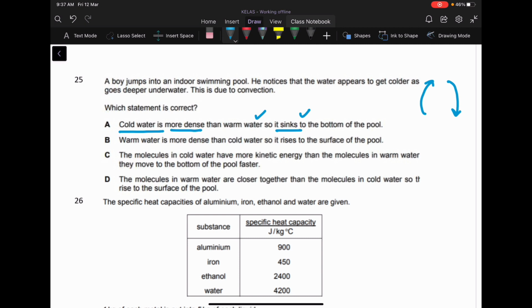B: warm water is more dense. That's wrong. The molecules in cold water have more, it's cold water. So in terms of kinetic energy, it has less, not more kinetic energy. C is also wrong: the molecules in warm water are closer together. No. When they are warm, they get energy, so they try to break the bond, so the distance between molecules becomes bigger. So the answer is A.